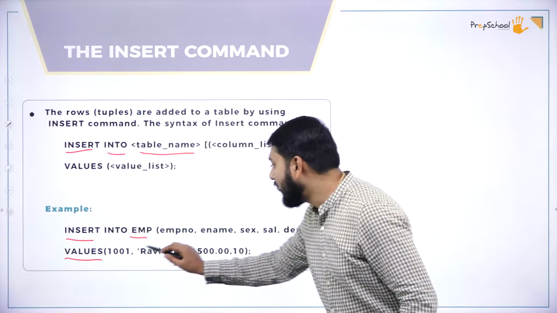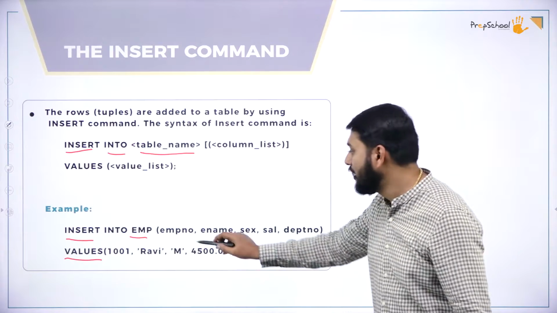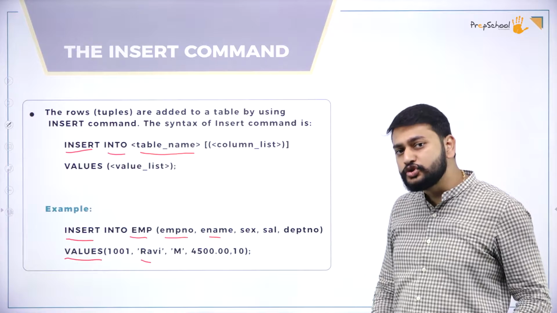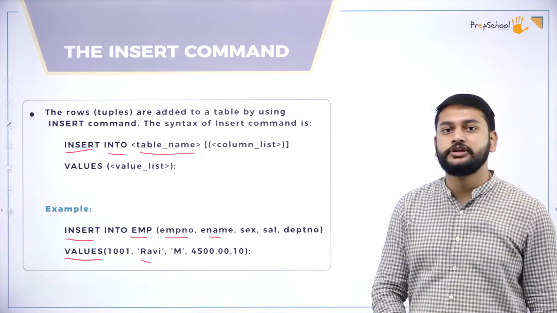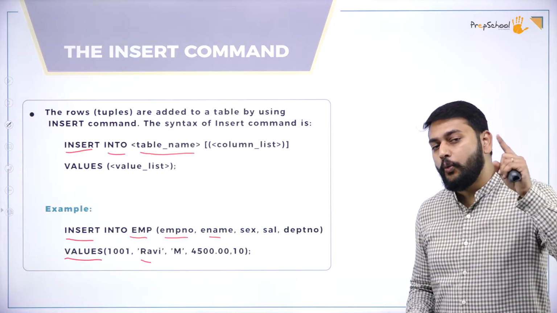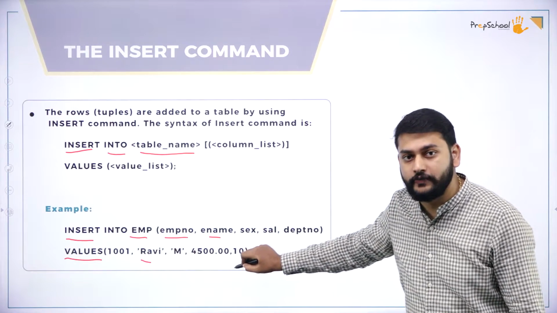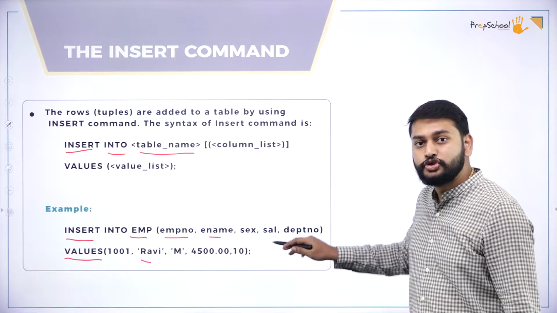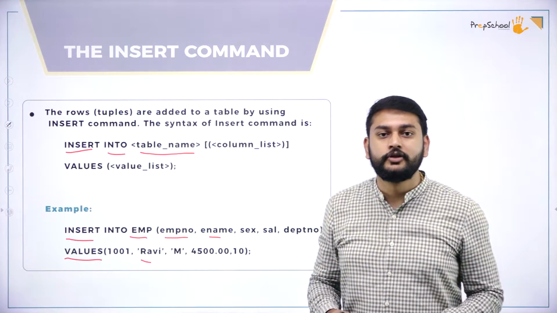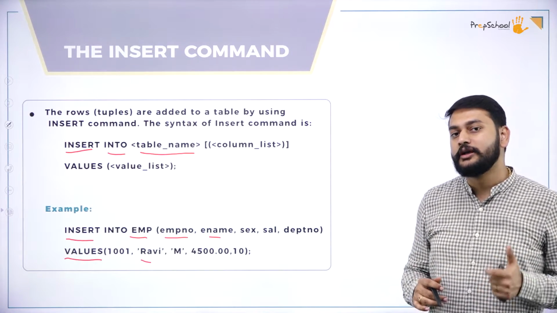And this value should match with the column name. Whatever the first value that you have given will be stored in EMP number. The second value will be stored in e-name. Like that, the values should match the column names. That is what you have to understand. One more important thing to remember: the number of values that you have given and the number of columns should match. If it is not matching, you will end up with an error. That is one more thing you should remember whenever you are inserting.